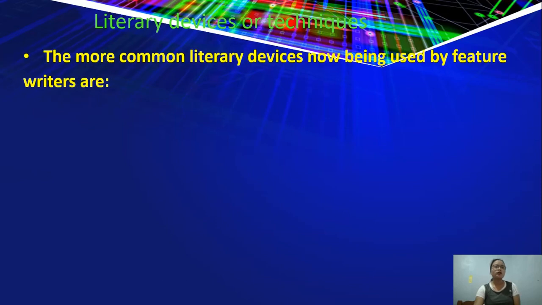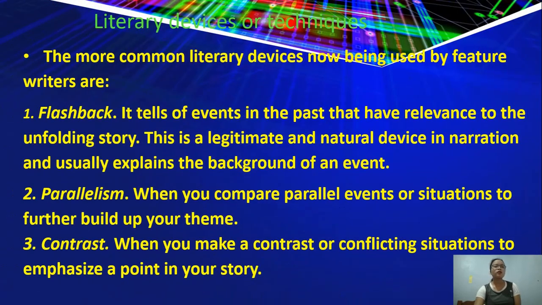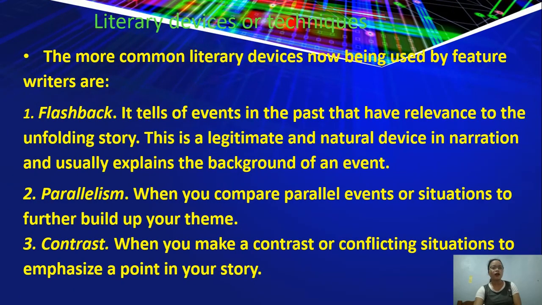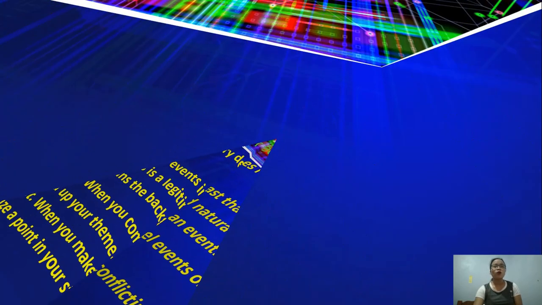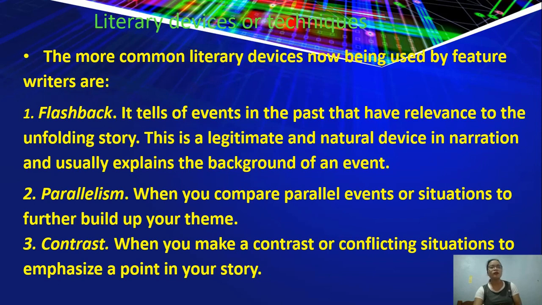The more common literary devices now being used by feature writers are these. First, flashback. It tells of events in the past that have relevance to the unfolding story. This is a legitimate and natural device in narration and usually explains the background of an event. From the word flashback, it can also be called throwback. It is the narrative of events in the past.